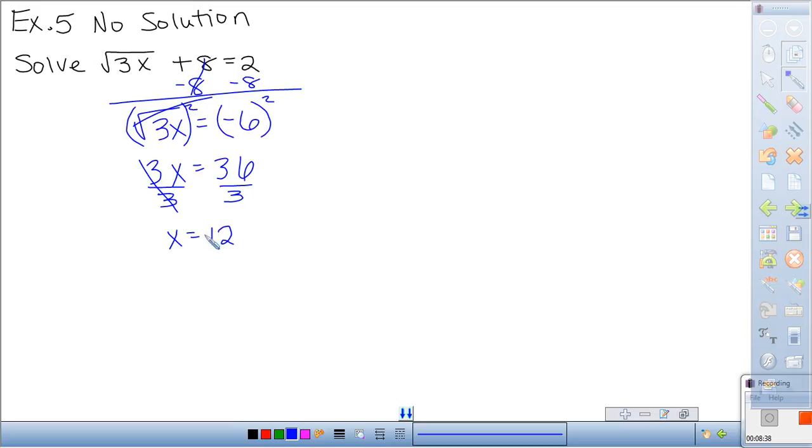Now, again, we need to make sure it works. So let's plug it in to see that it works. The square root of 3 times 12 plus 8 equals 2. 3 times 12 is 36. The square root of 36 is 6 plus 8 equals 2. 6 plus 8 is 14, and 14 does not equal 2.